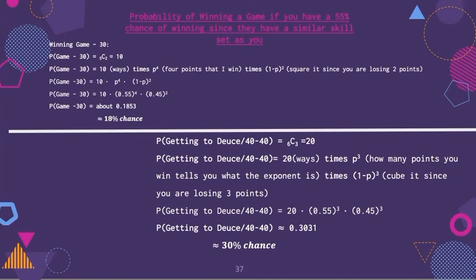The probability of getting to deuce is 6 choose 3. There's 20 ways times p to the third, which is how many points you win, it tells you what the exponent is, times 1 minus p cubed since you're losing 3 points. That is about a 30% chance.